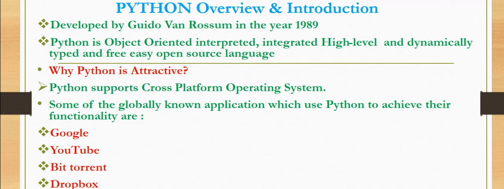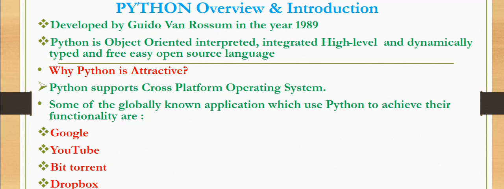Next, Python is free, easy and open source language. It's very, very important. Python is very simple and easy to learn, and it is a developer friendly language. Next, Python is freely available and source code is also available to the public. So we can freely download it and share it and use it.